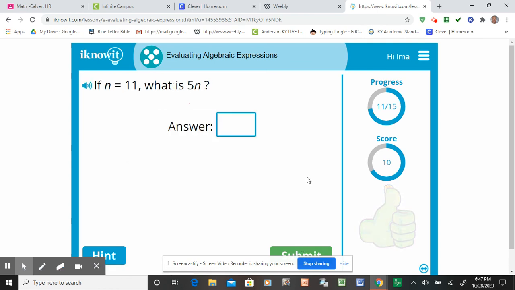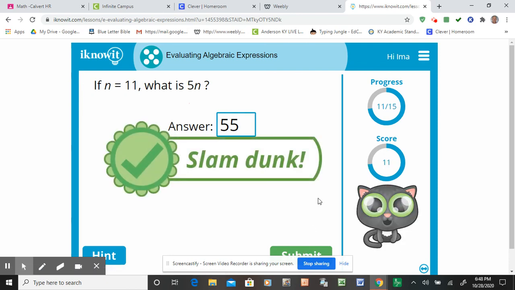And let's just look at this last one. Okay, you should find this to be really easy. When n is 11, what is 5n? Sure, it has to be 55.